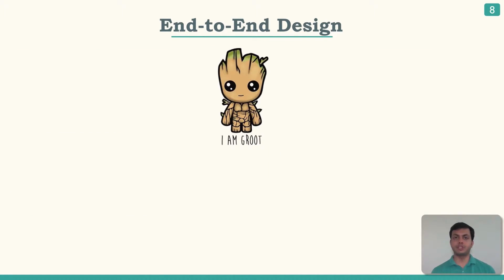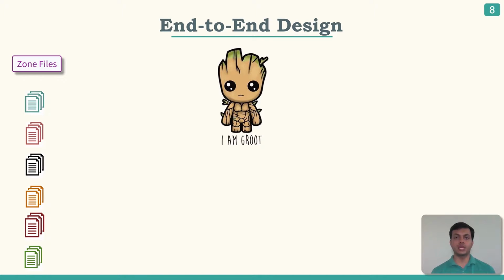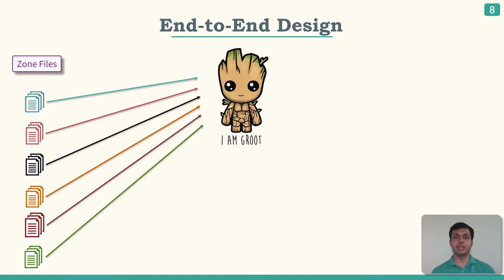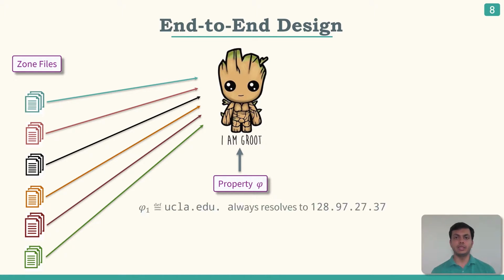GRoot takes as input the configurations, which are known as zone files in DNS terminology, and a property of interest to the user. A simple property could be that a particular domain name like ucla.edu has to always resolve to this particular IP address. The more interesting properties are those that have to be satisfied by all queries. For example, all queries must return a consistent answer.